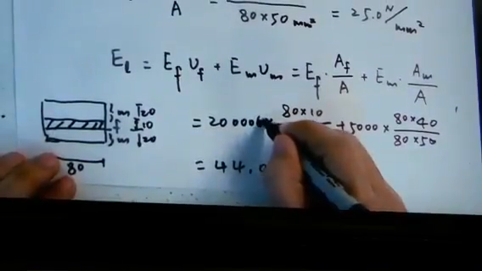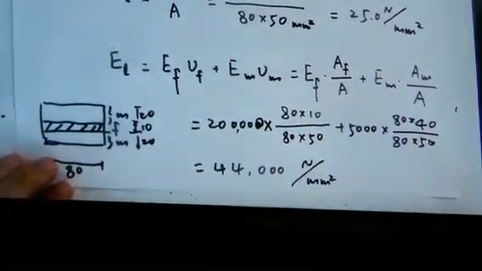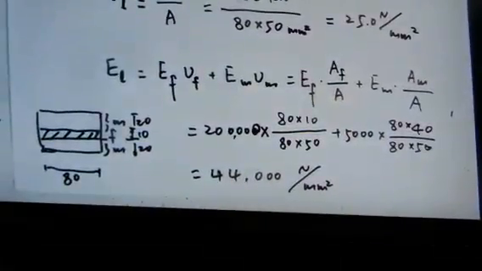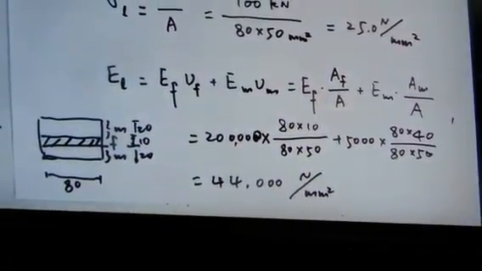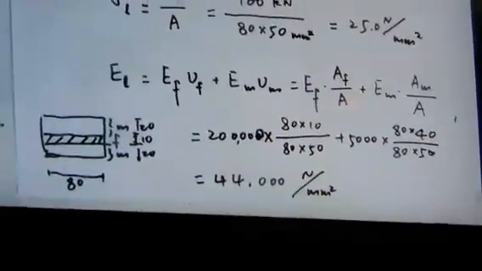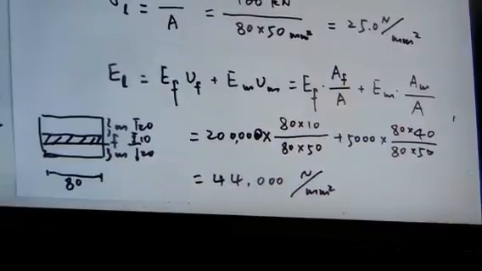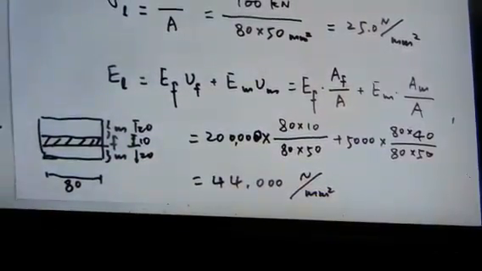$200,000. We should have a zero here, right? EF is 200,000. Three zeros here. I'm checking this because EL should be in between EF and EM. It shouldn't be larger than EF, and it shouldn't be smaller than EM.